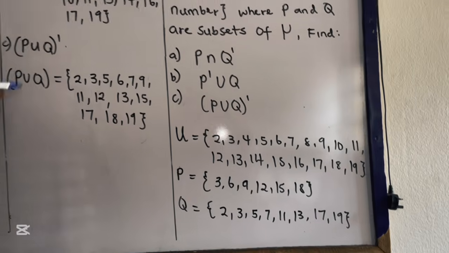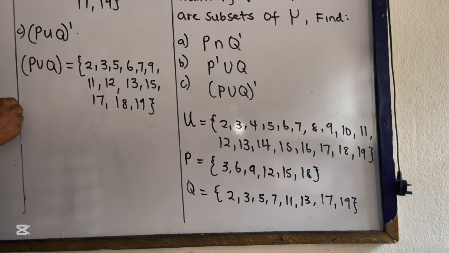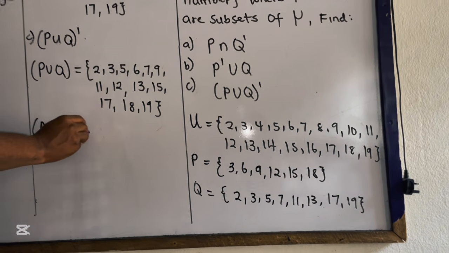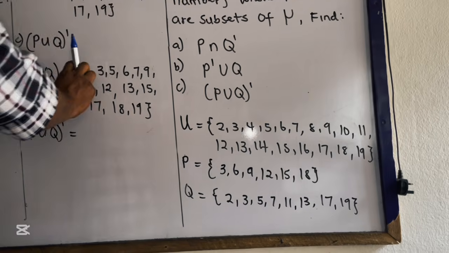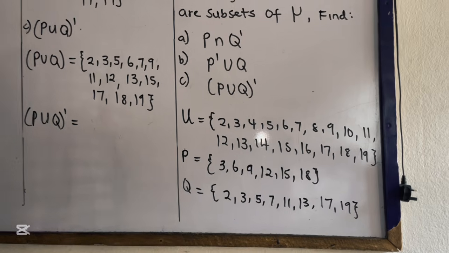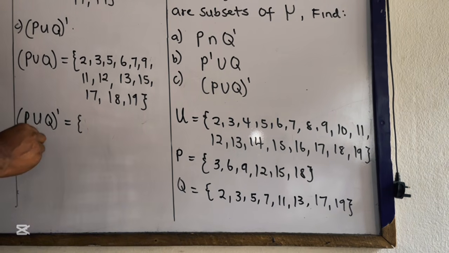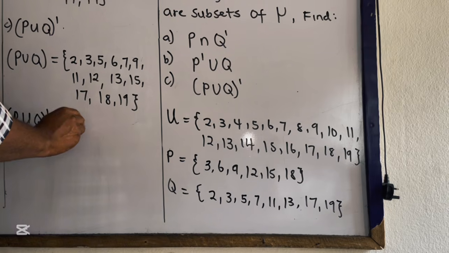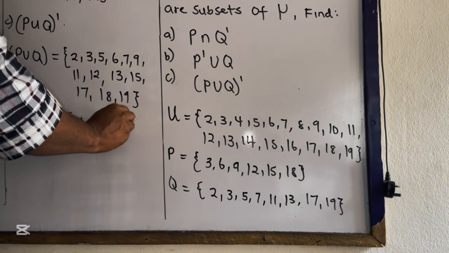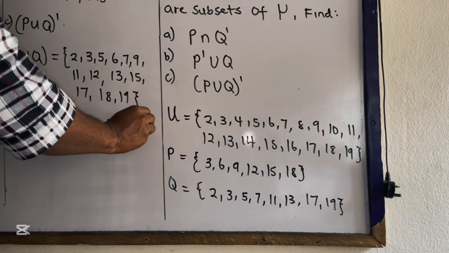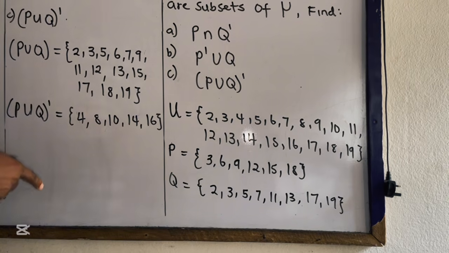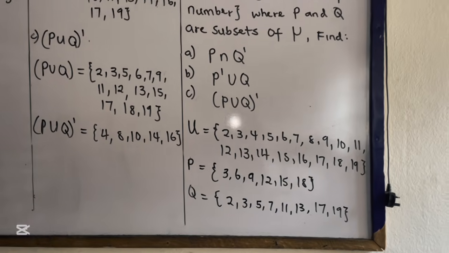So now we can use this to find P union Q prime. So P union Q prime are those numbers that are in the universal set but are not in P union Q. So we don't have 4 here, we don't have 8, number 10 is not there, 14, and also 16. So P union Q prime will give us 4, 8, 10, 14, and 16.